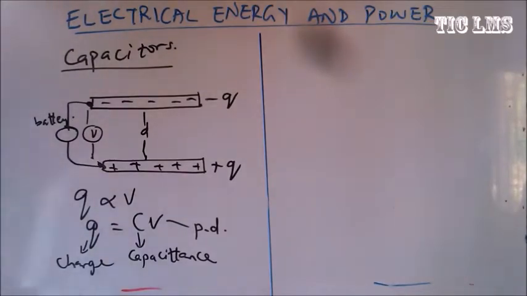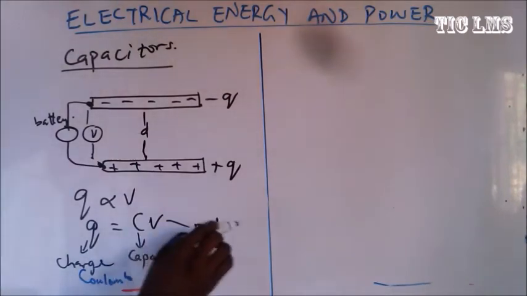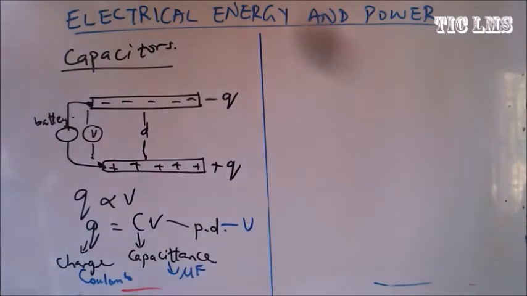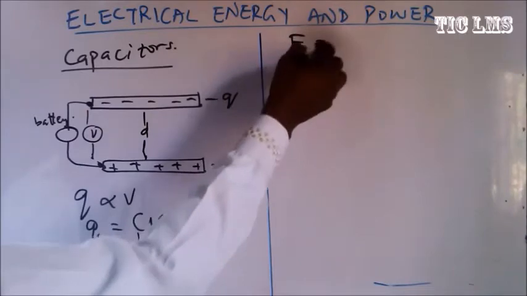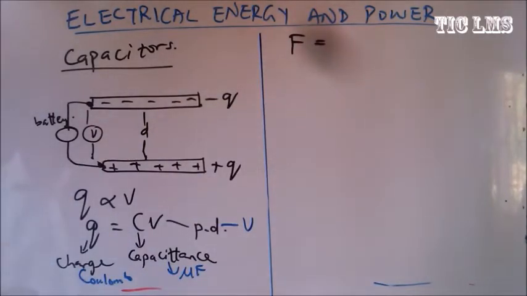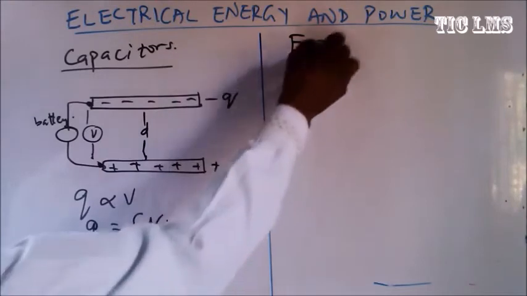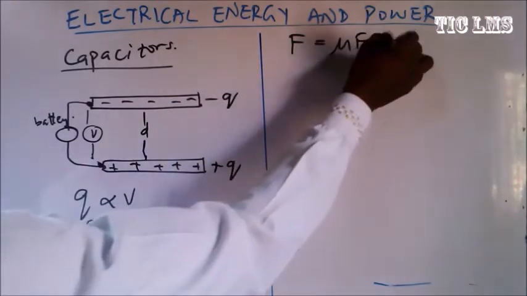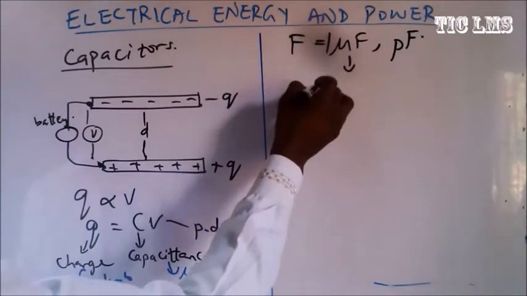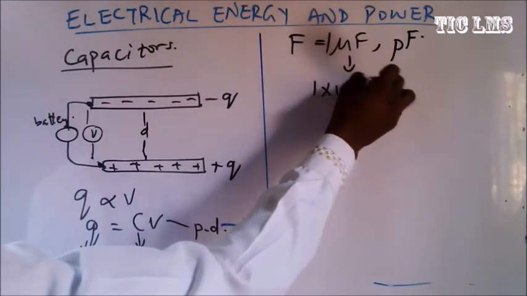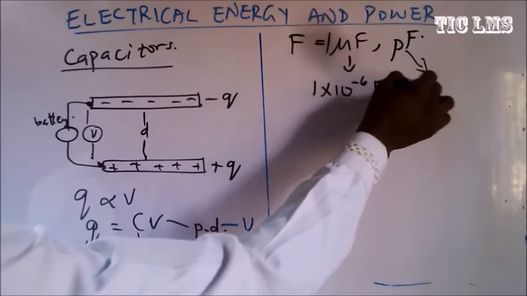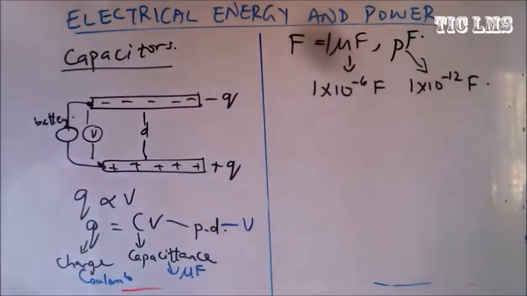The unit of charge is coulomb. The unit of capacitance is farad. That is the SI unit. And we know that the unit of potential difference is the volts. So the unit of capacitance is farad, which we could have other variations of, such as microfarad, or picofarad. 1 microfarad means 1 times 10 raised to the power minus 6 farad, and 1 pico means 1 times 10 raised to the power minus 12 farad.